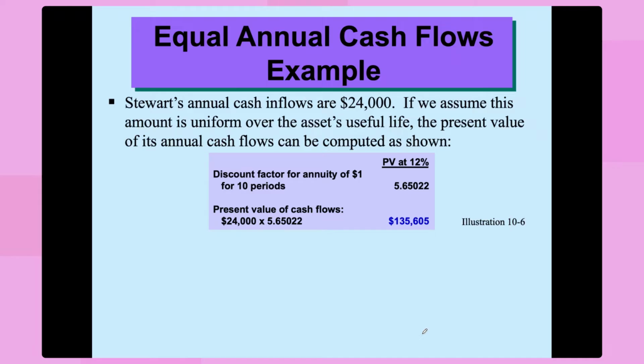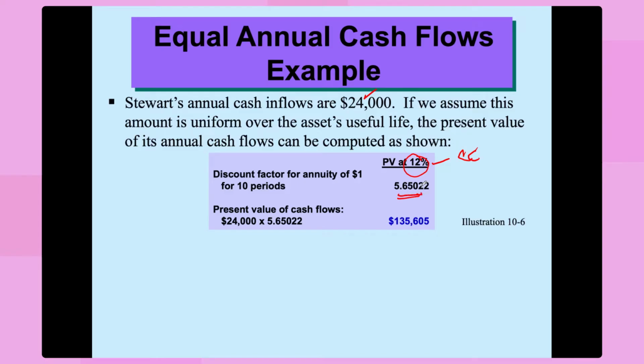Okay, hopefully you know how to compute for the present value by using your calculator or using the table. For example, Stewart Company's annual cash inflows is 24,000. If we assume this amount is uniform over the asset's useful life, the present value of its annual cash flows can be computed as shown below. Take note of this one. The 12% here is your cost of capital or minimum required rate of return.